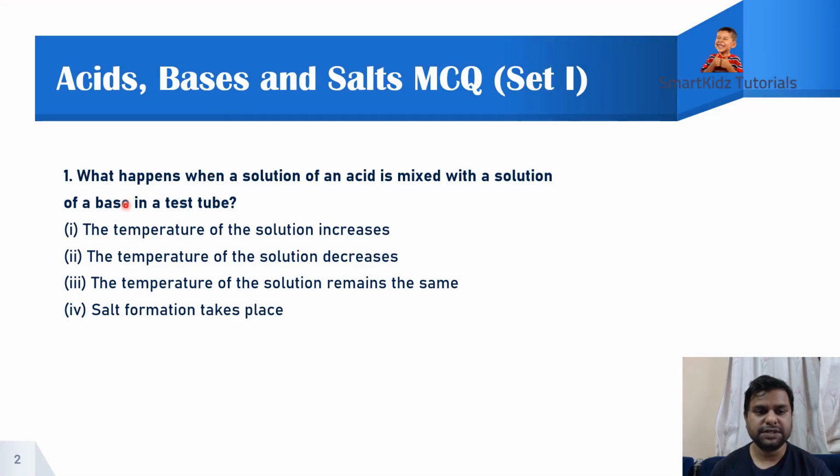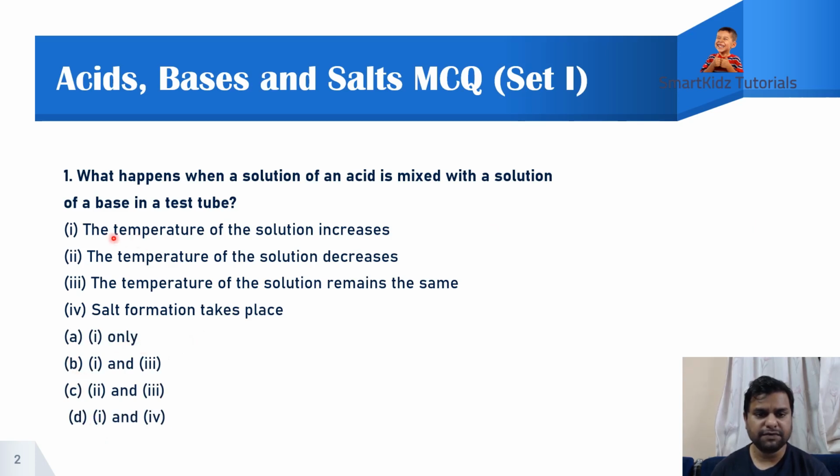The first question is: what happens when a solution of an acid is mixed with a solution of base in a test tube? The choices given here are not the choices but rather the points given. The choices will come later on. It says: 1, the temperature of the solution increases; 2, the temperature of the solution decreases; 3, the temperature of the solution remains the same; 4, salt formation takes place. Let's have a look at what the choices are.